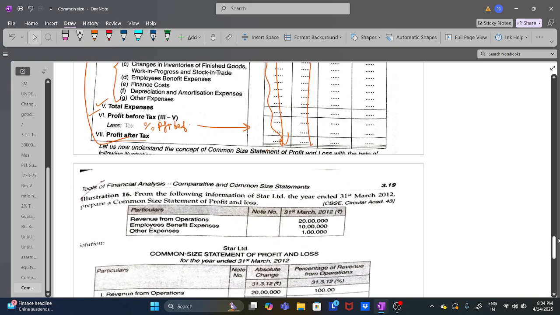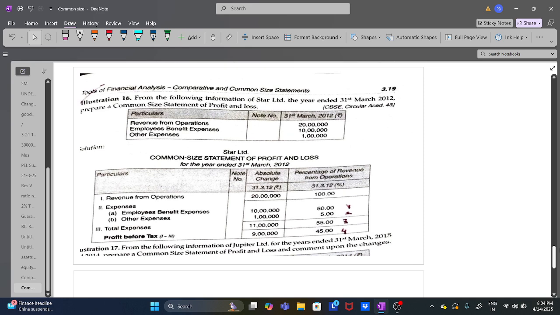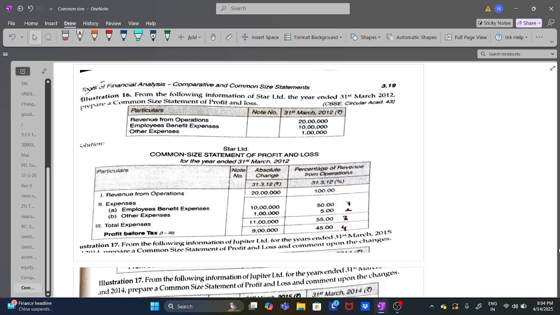Here again, it might be for one year. You might do only the current year. You may put the current year first and then the previous. It doesn't make much difference. This is RFO, employee benefit and other expense. So they have totaled RFO and expenses and calculated profit before tax. What they have done: 20 by 20 into 100, 100%. 10 by 20 lakh into 100, 50%. 1 by 20 lakh into 100, 5%. 11 by 20 lakh into 100, 55%. 9 by 20 lakh into 100, 45%. That's how the percentages have been calculated for all.